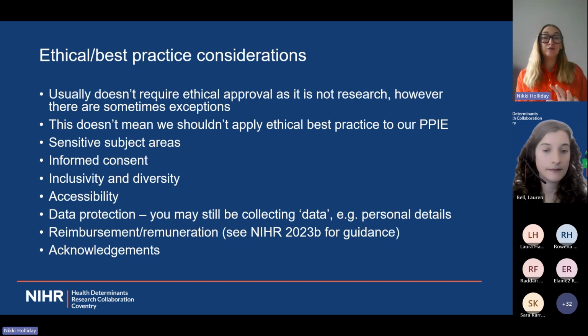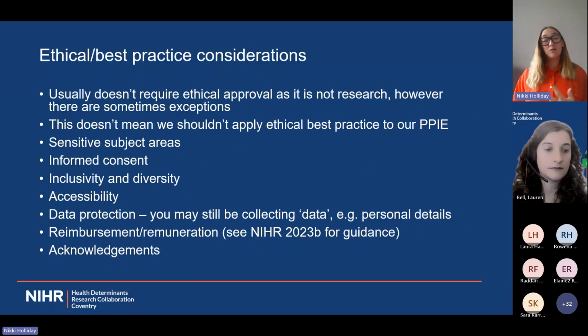But even if you don't get ethical approval, that doesn't mean you shouldn't apply ethical best practices to your PPI work, particularly if you're working in sensitive subject areas. People might get upset talking about particular subjects, so that's something to be mindful of. How are you going to protect people, look after them if they do become upset or if something goes wrong? Still think about informed consent. Let people know what taking part in a PPI activity means for them, what they need to contribute and what they are going to get back in return, so they can make a fully informed consent decision to take part in your PPI.